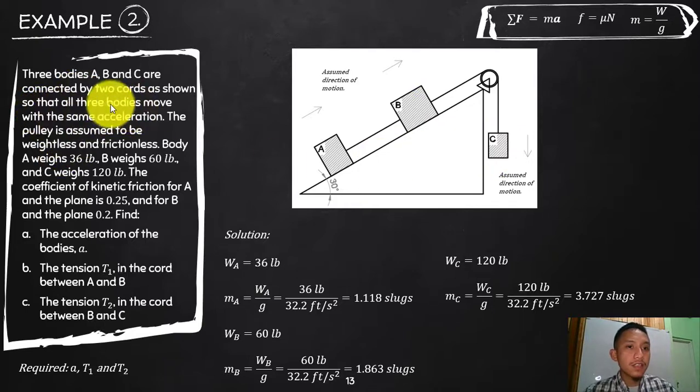And then it says there, so that the three bodies will move with the same acceleration. Yes, so if A moves at that acceleration, that will be the same acceleration all through with your B and C, because again they are connected, so they will act as one system. So the movement of the one will be the same movement of the other two. The pulley is assumed to be weightless and frictionless.